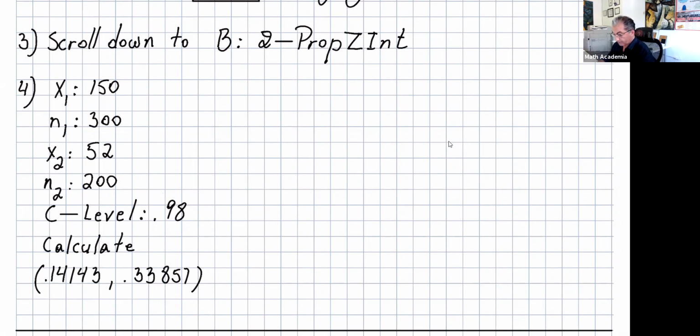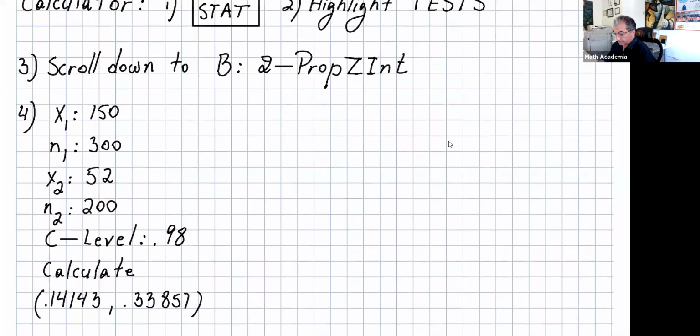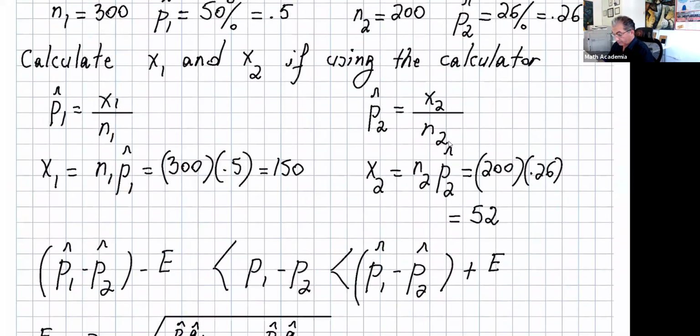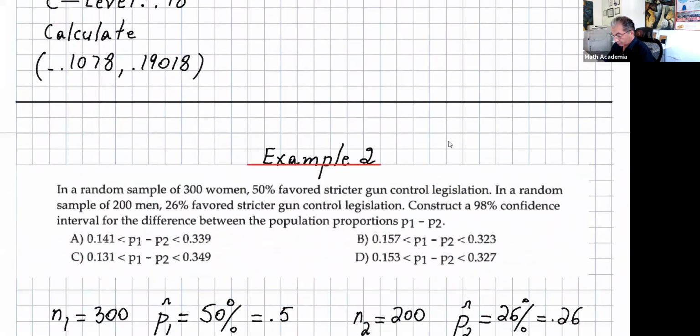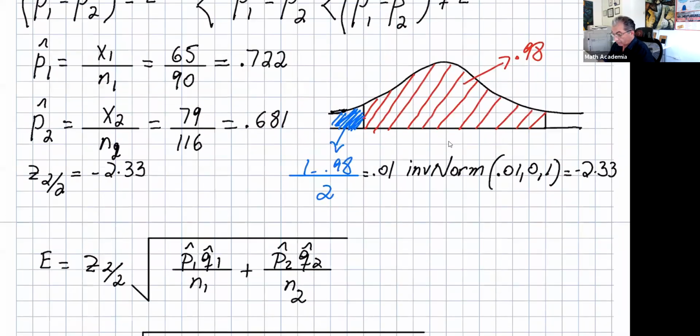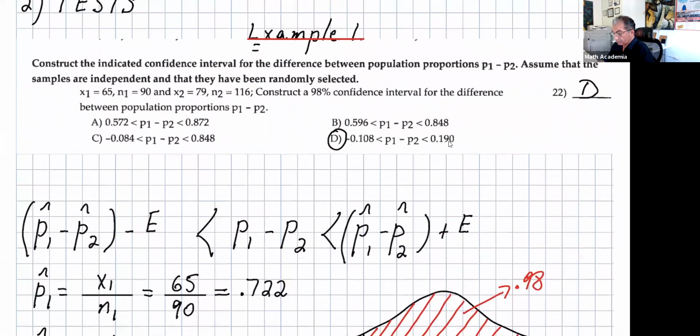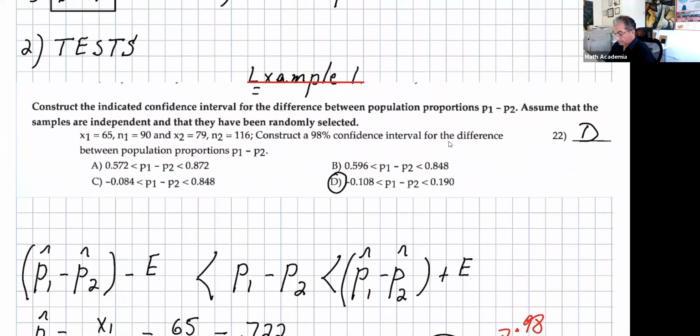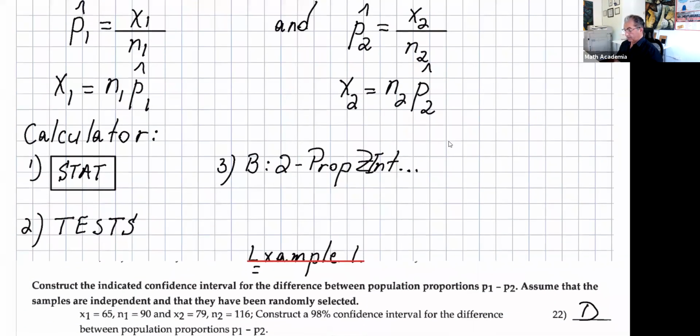So again, this was estimating the difference of two population proportions. Next, I'm going to go over estimating two population means, and that's going to be in the next lecture.